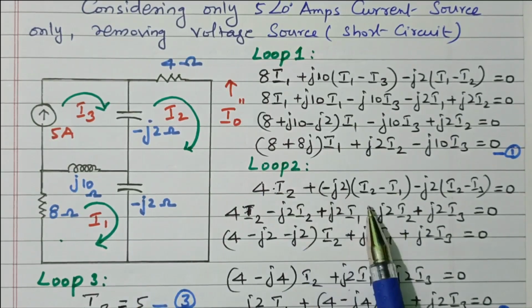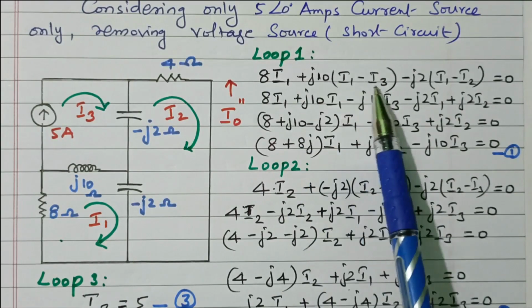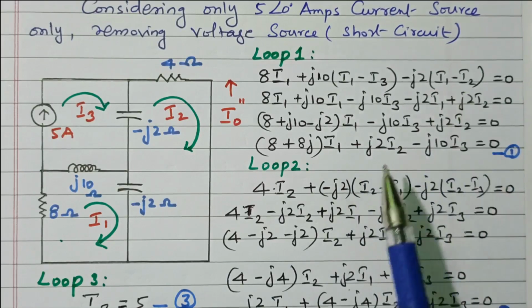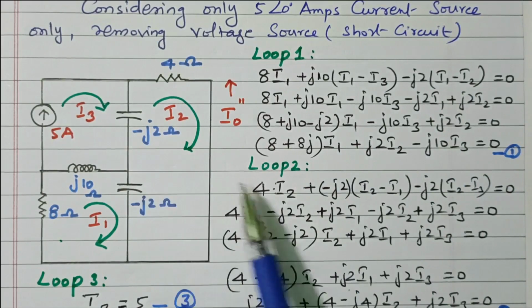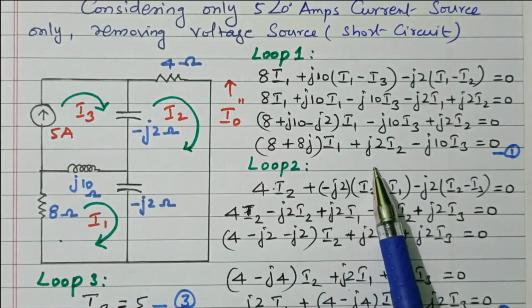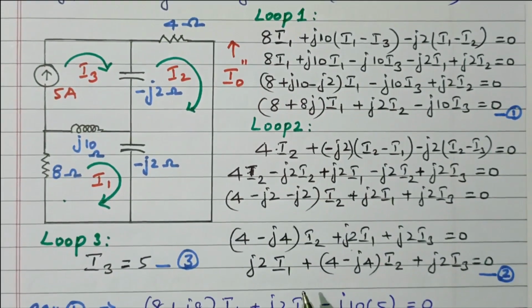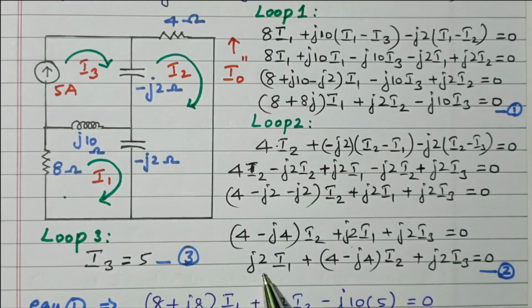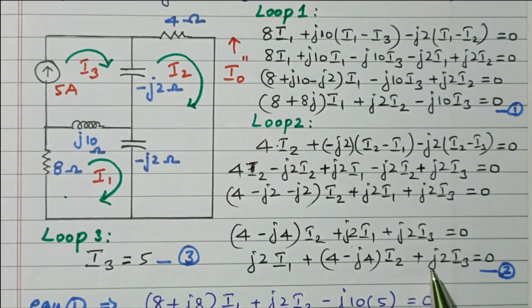Here, loop 2 means I2 is the reference, loop 1 means I1 is the reference. From I1, I3 is subtracted; from I1, I2 is subtracted. For loop 2, from I2, I1 is subtracted. For this capacitor, I2 minus I3, second loop minus third loop. After simplification, what did we get? J2 I1 plus (4 minus J4) I2 plus J2 I3. This is the second equation.